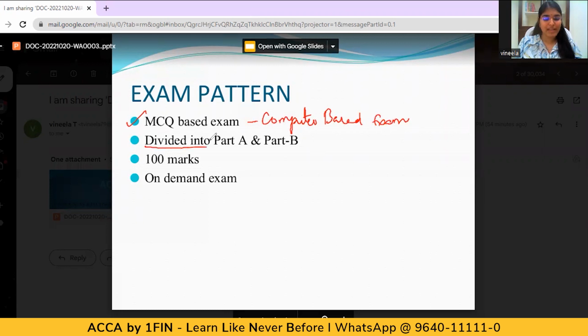This is divided into part A and part B. Overall it covers 100 marks. You have to get 50%. It's an on-demand exam. That means you can write this exam anytime you want. Once you feel that your preparation is done and you are ready for the exam, you can apply for this exam.